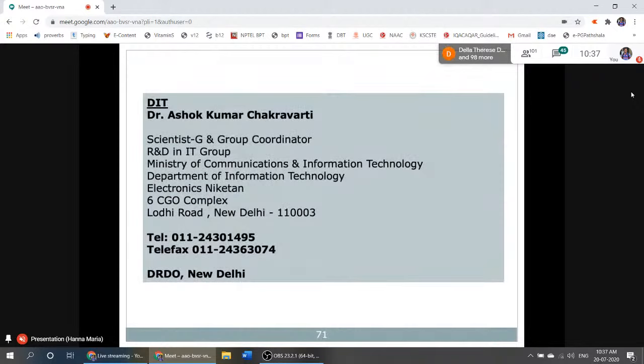DIT, Department of Information Technology, formerly the Department of Electronics. We had a big program from the Department of Electronics. We just finished it, and we have applied for a new one.